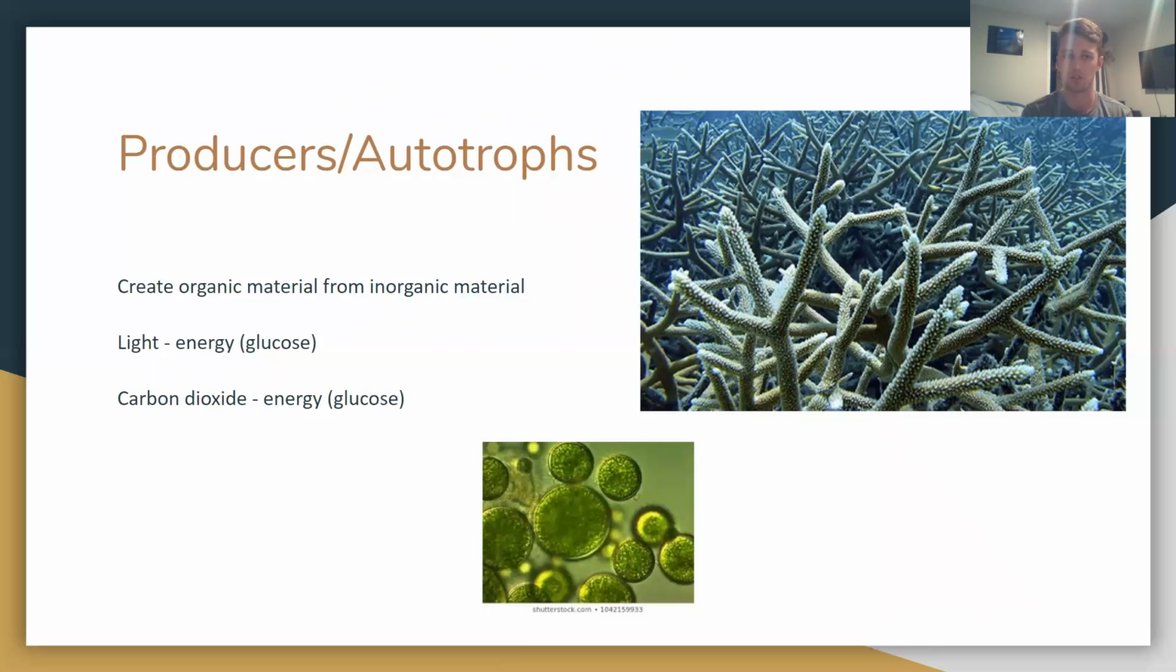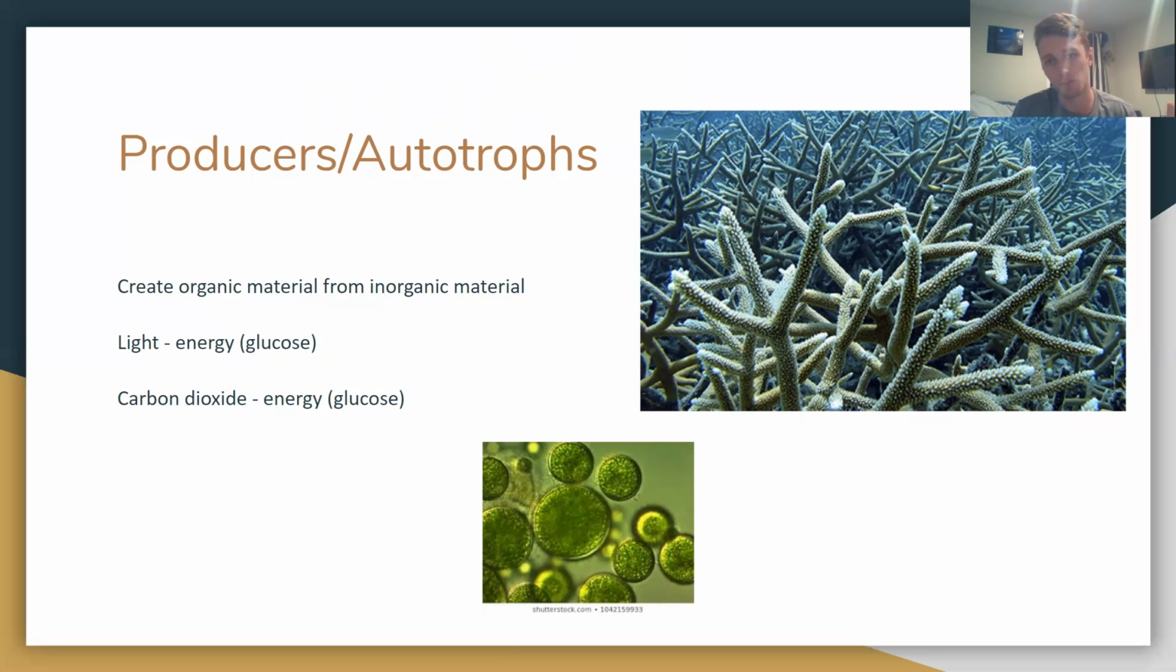Okay. So we're going to get into a little bit of these producers, autotrophs, consumers, and stuff like that. The first one here is producers and autotrophs. Producers and autotrophs can be exchanged with one another. It means the same thing for what we're talking about. Like I said earlier, guys, we create organic material from inorganic material. We do not create light as a producer, sorry. We create energy in the form of glucose from light. It's called photosynthesis.